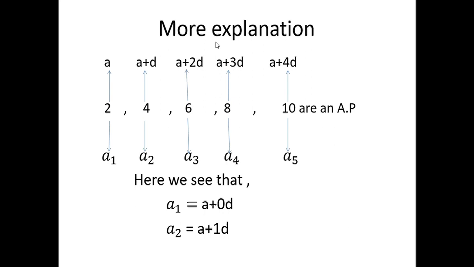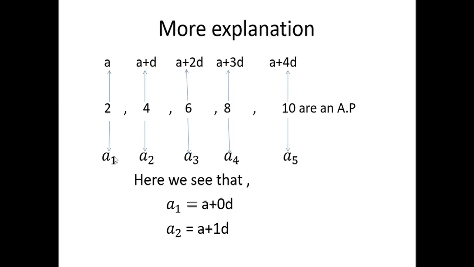More explanation. Consider the same example. 2, 4, 6, 8, 10 are an arithmetic progression. 2 is the first term, 4 is the second term, 6 is the third term, 8 is the fourth term, and 10 is the fifth term.